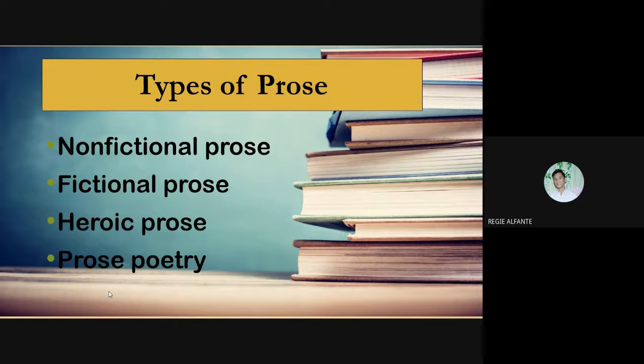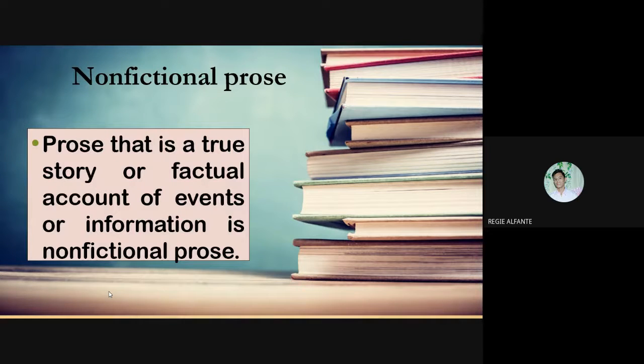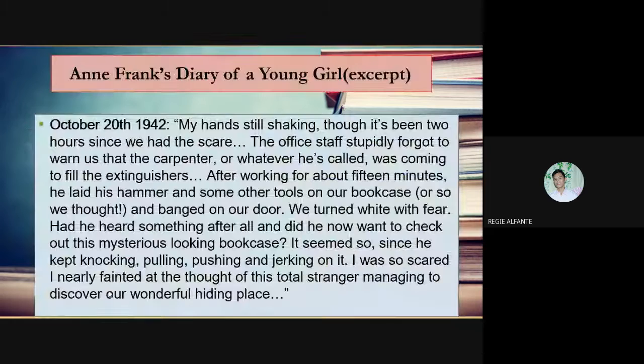So we have types of prose: non-fictional prose, fictional prose, heroic prose, and prose poetry. For non-fictional prose, prose that is a true story or factual account of events or information is non-fictional prose. So we have here an example about non-fictional prose: Anne Frank's Diary of a Young Girl.